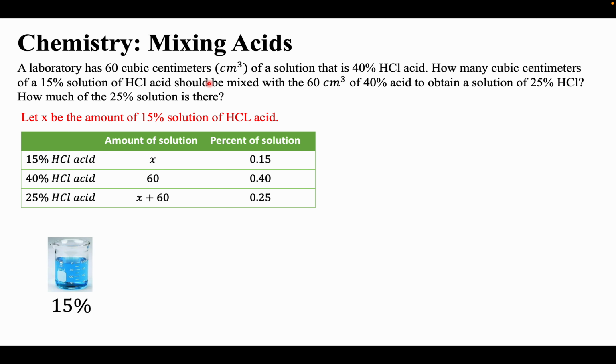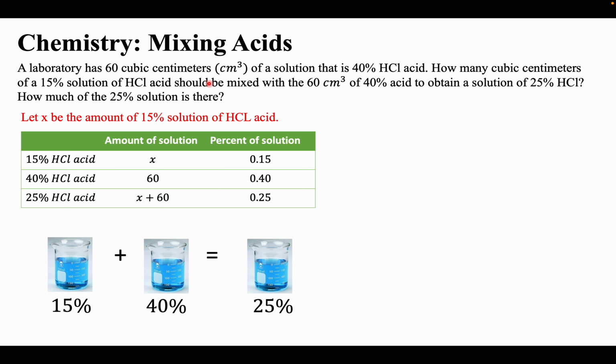Here's a picture. So we have this 15% solution being mixed with the 40% solution to obtain a final solution that is 25%. How much of the 15% do we have? Well, we don't know, so we're going to let that be X. We know how much of the 40% solution we have. That's 60. And the final should be the sum of those two, because we're mixing them. So X plus 60.